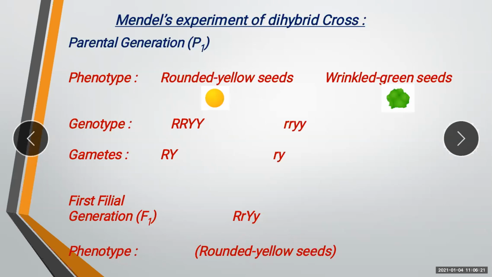Right, now, though they were having rounded yellow seeds, they have the character of recessiveness also in them. See, you can see small r and small y is also there. It's not pure round yellow seeds. It is a hybrid round yellow seeds, right? So though the phenotype, all the plants were seen with the round yellow seeds, but they had the characters for wrinkled green seeds also in them, which was masked. Then in next generation we'll see.